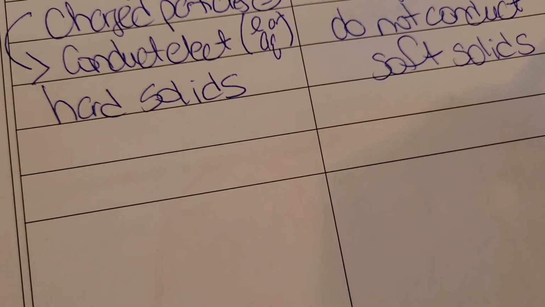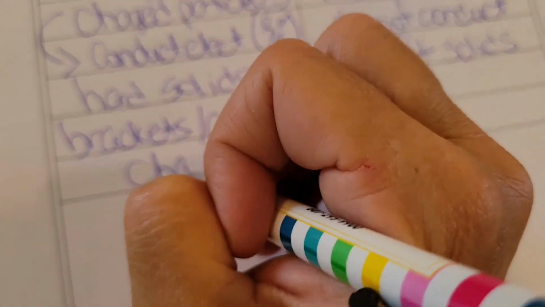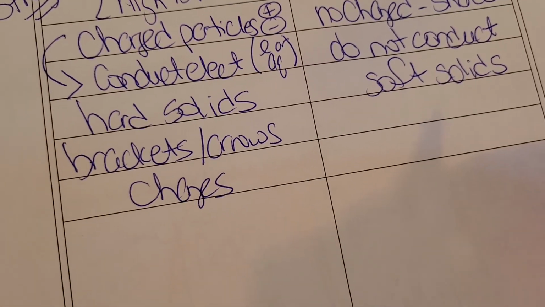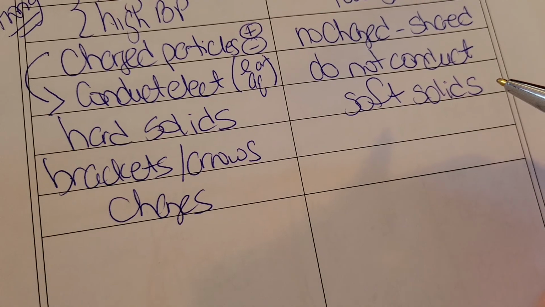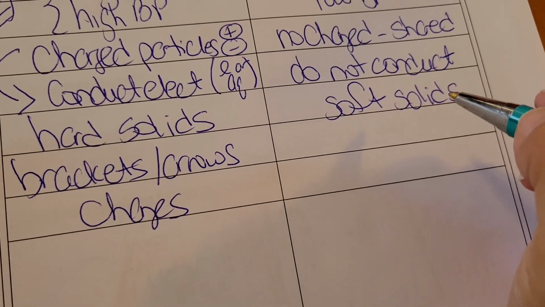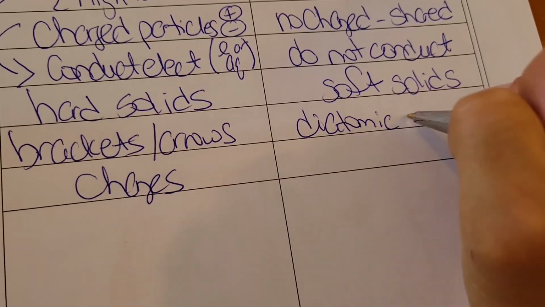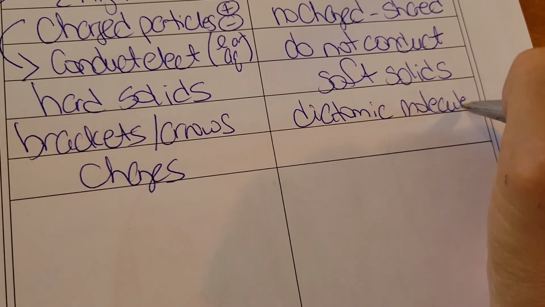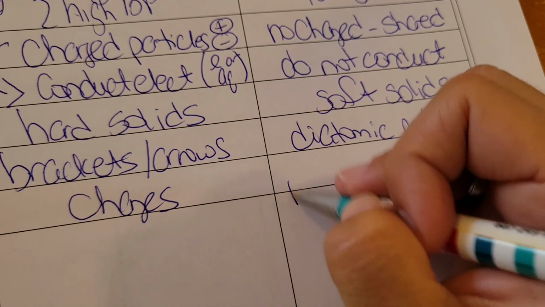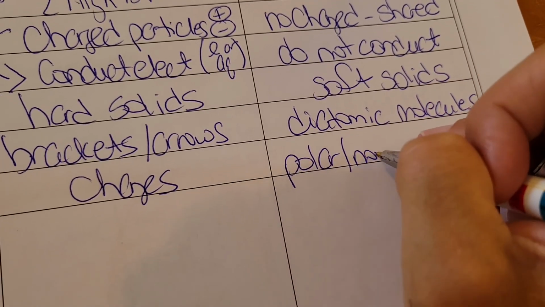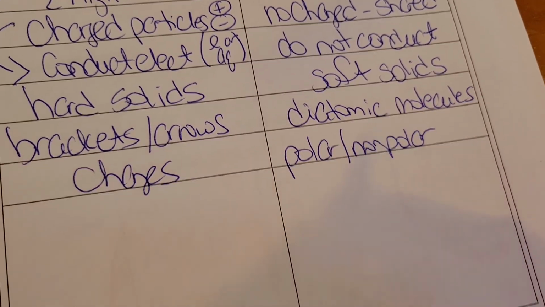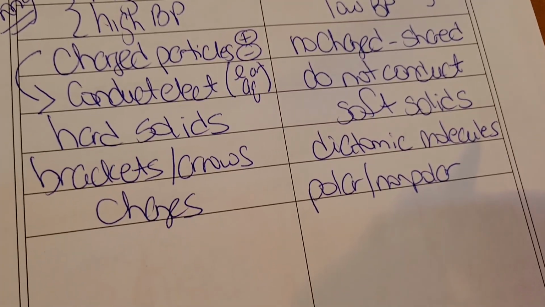When we talk about ionic, we have brackets and arrows and charges, whereas in covalent, we don't have those things. We have diatomic molecules, and we do have polar and nonpolar molecules. So two different types of covalent.